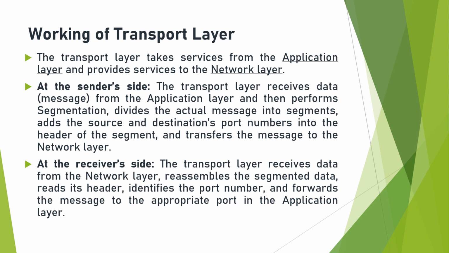Working of the transport layer. The transport layer takes service from the application layer and provides services to the network layer. At the sender's side, the transport layer receives the data message from the application layer and then performs segmentation, dividing the actual message into segments, adds the source and destination port numbers into the header of the segment, and transfers the message to the network layer. At the receiver side, the transport layer receives data from the network layer, reassembles the segmented data, reads its header, identifies the port number, and forwards the message to the appropriate port in the application.